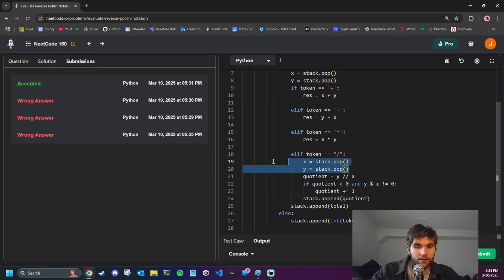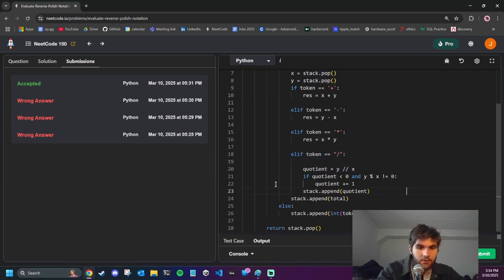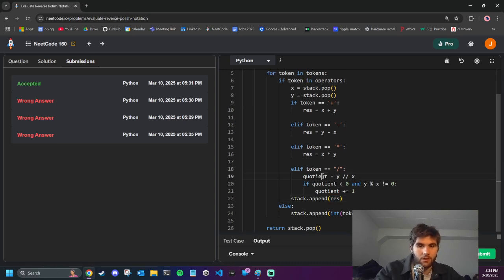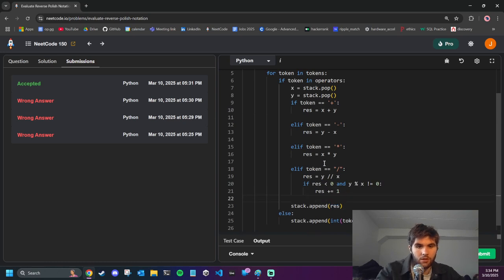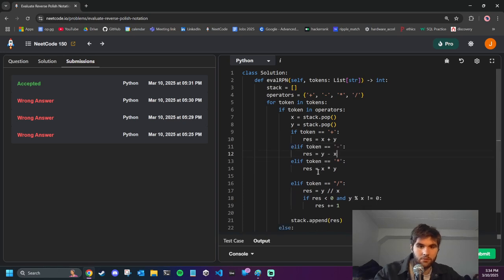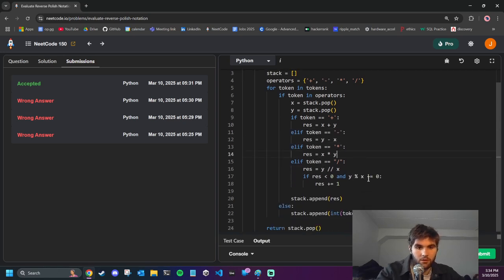And now this part, we don't need this. We don't need this. We don't need this. So we'll append result, and then just change those. All right, so that looks a lot simpler.